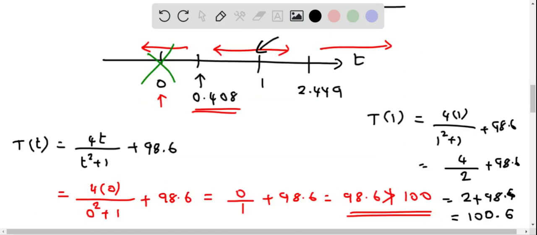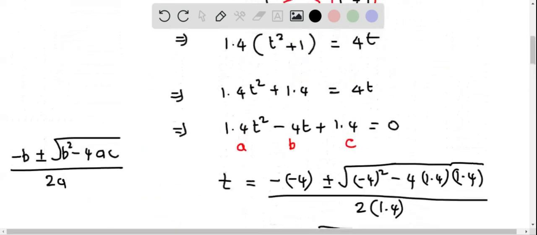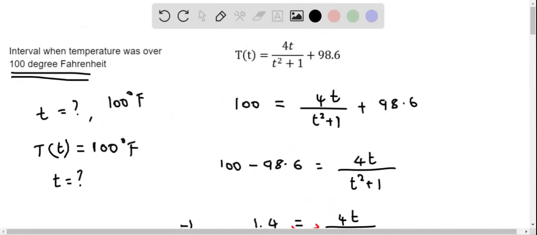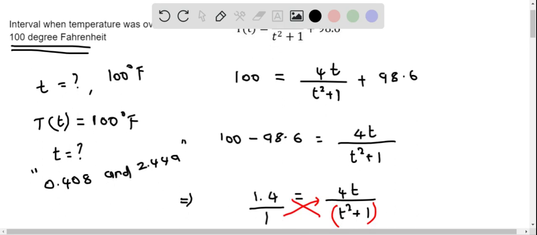Therefore, the answer to this question is the temperature was over 100 degrees Fahrenheit between the interval 0.408 hours and 2.449. So this answers this question. That is the first choice. The choice in the first option is correct.